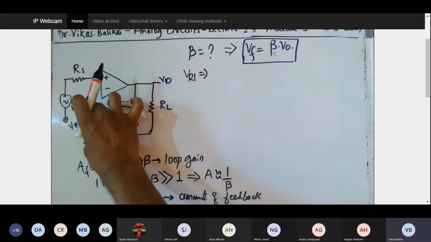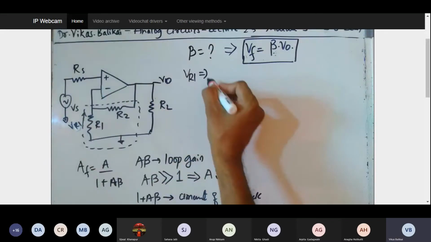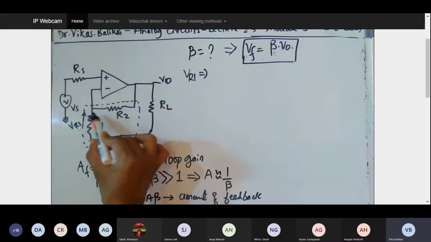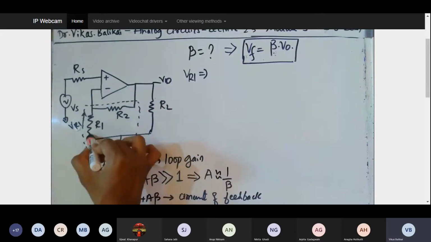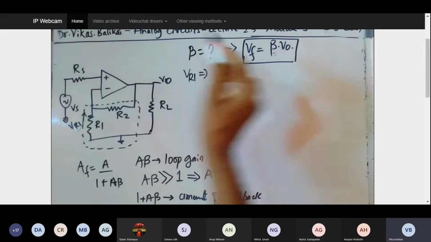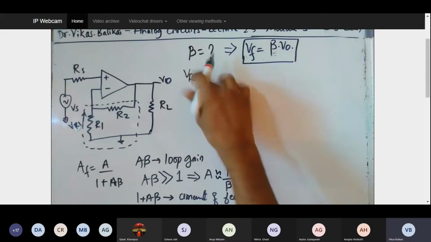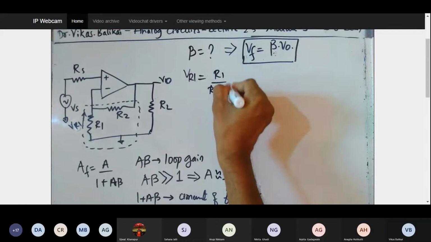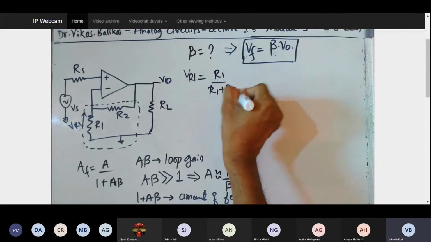So how do I find VR1? This is the voltage drop across R1, which can be obtained with the help of the voltage division rule. So VR1 is equal to R1 divided by R1 plus R2, whole multiplied by V naught.